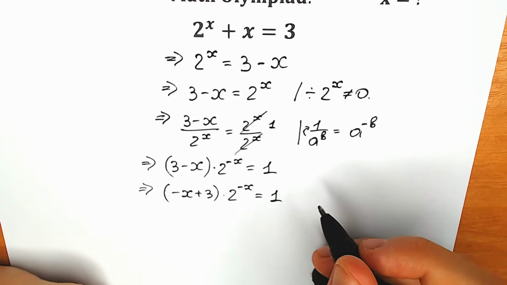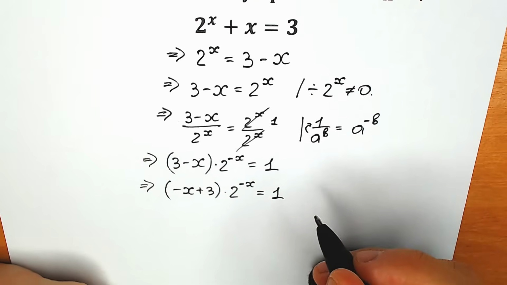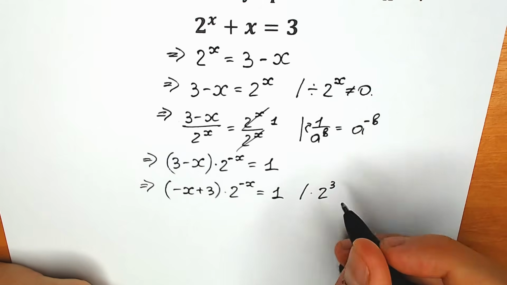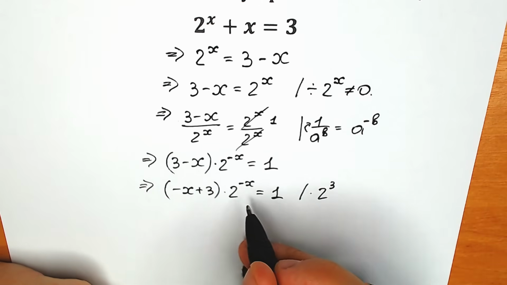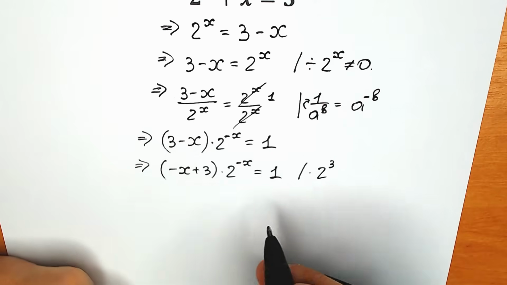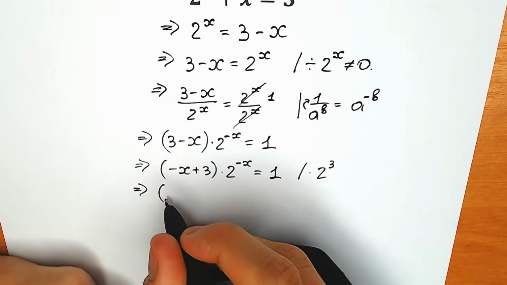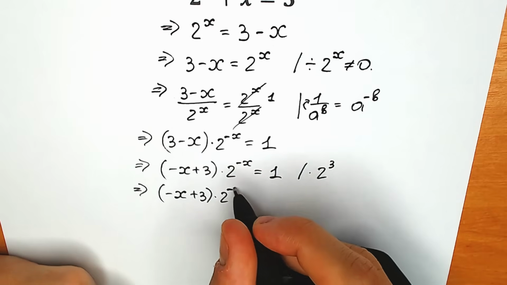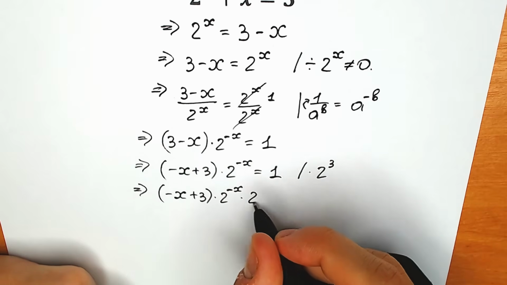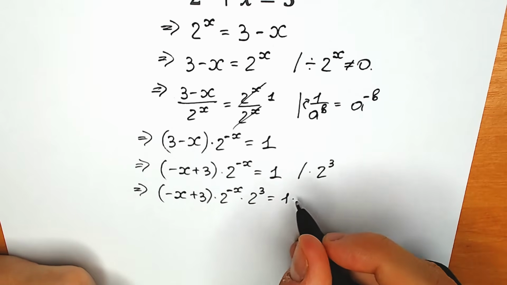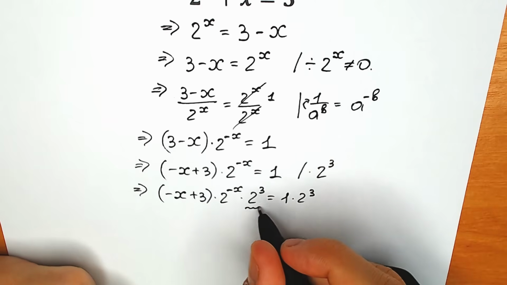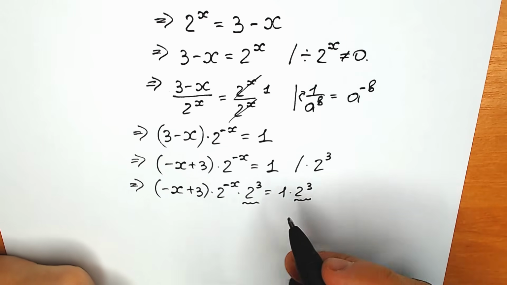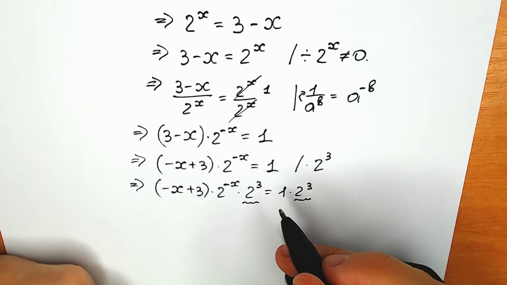Right now I want to multiply both sides by 2 to the power 3, which is 2 cubed, written in the third position. As a result, we had minus x plus 3, times 2 to the power minus x, times 2 cubed, equal to 1 times 2 cubed. I just multiplied both sides by 2 cubed, so it changed nothing. On the left side and the right side we do absolutely the same thing.